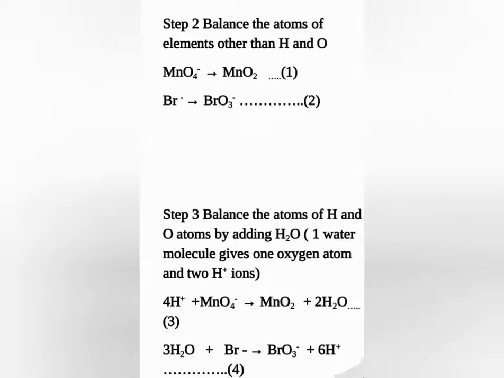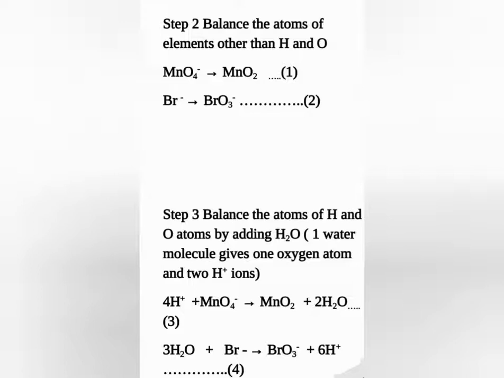Third step is that, as we have learned, balance the atoms other than hydrogen and oxygen by adding a suitable number of water molecules. The same step itself. We know in the first equation we have 4 oxygen atoms on the left hand side and 2 oxygen atoms on the right hand side. So 2 water molecules have to be added on the right hand side to equalize the number of oxygen atoms. But if you are adding water molecules on the right hand side, you will have to add 4 H plus, because one H2O has 2 H plus ions. So if you are adding 2 water molecules on the right hand side, you have to add 4 H plus on the left hand side.